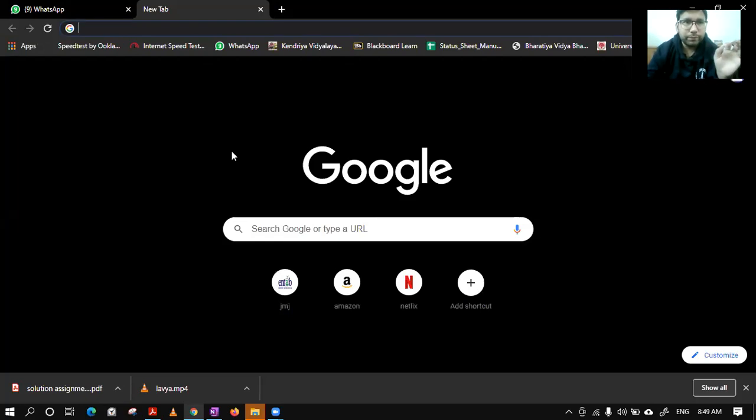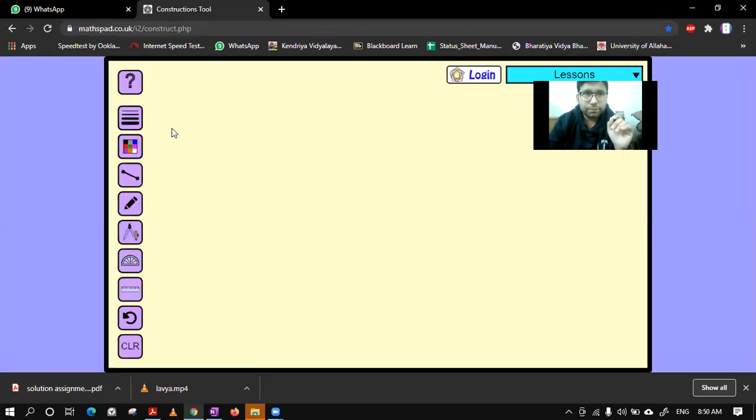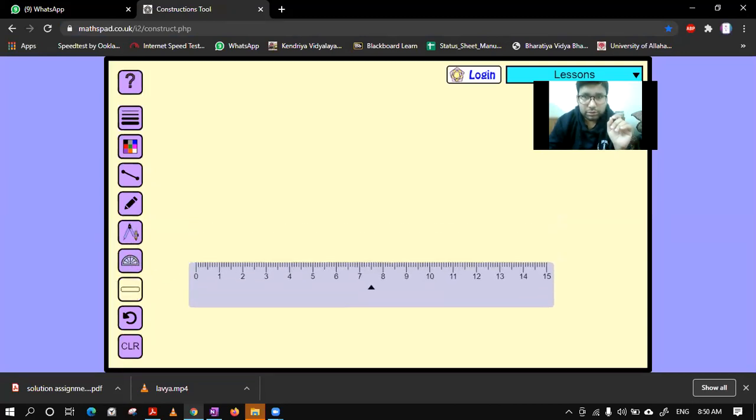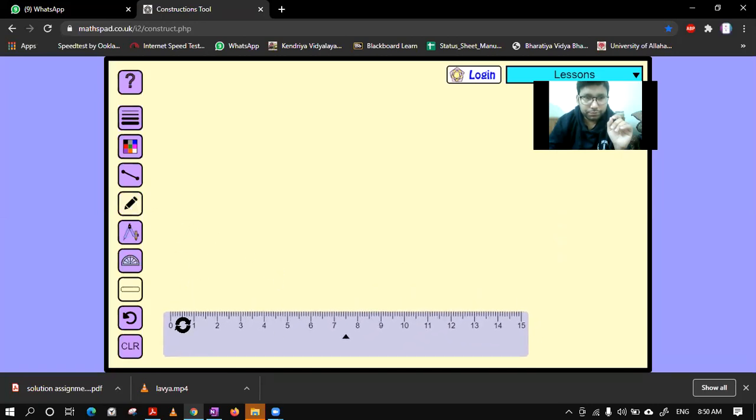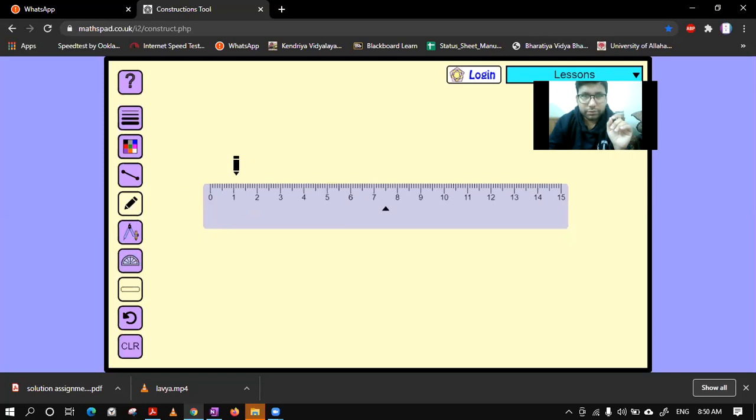First we will draw the base. Sorry, we have to draw it in the middle. The diagonal we are drawing first, like this. How much is the length of the diagonal? 7 centimeter, right class? The length of the diagonal is 7. So it will be this much.